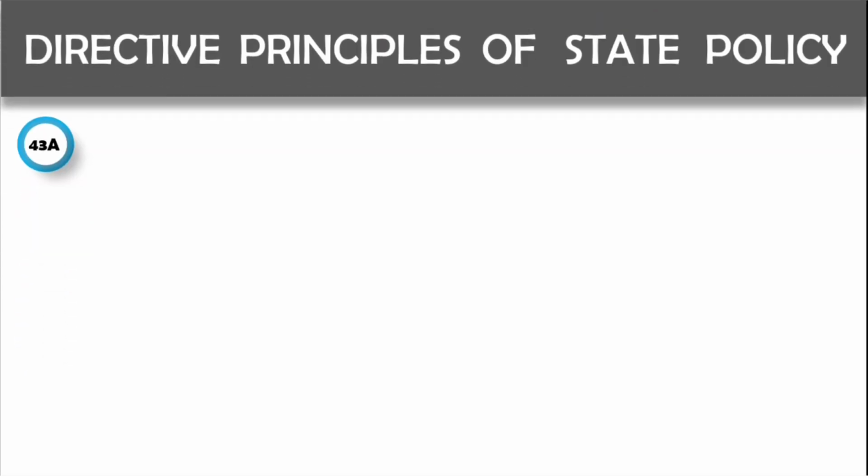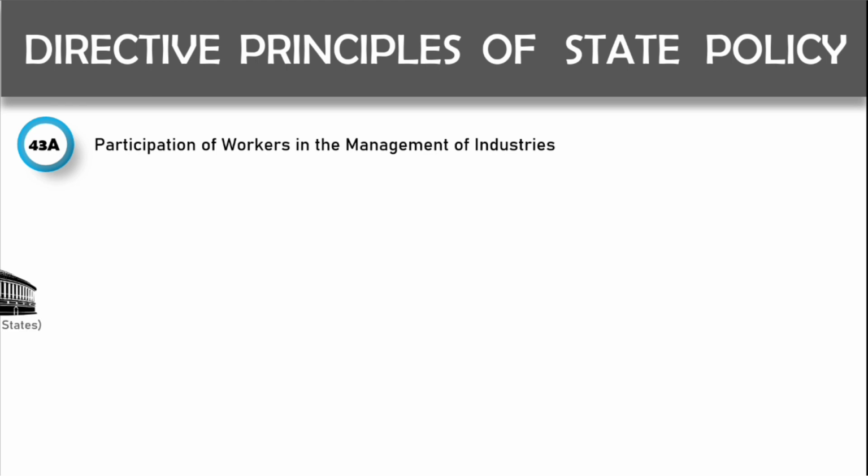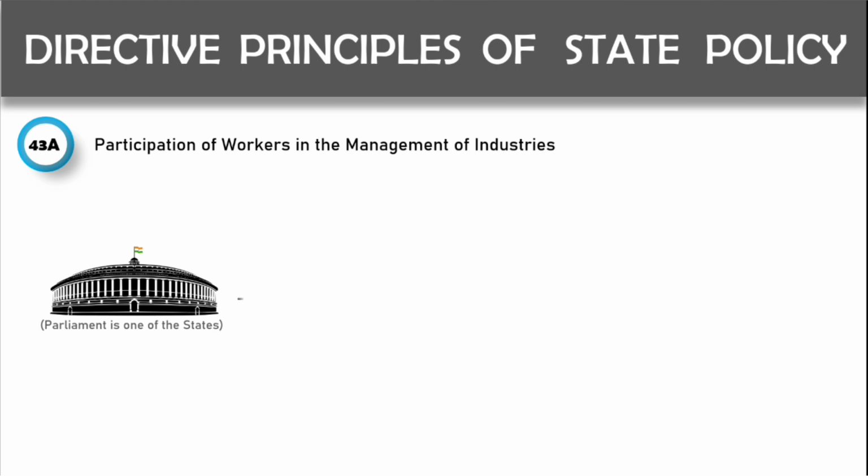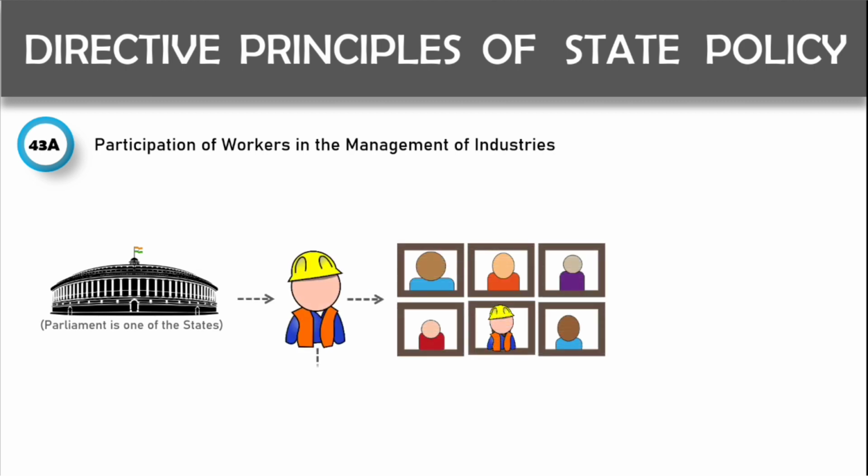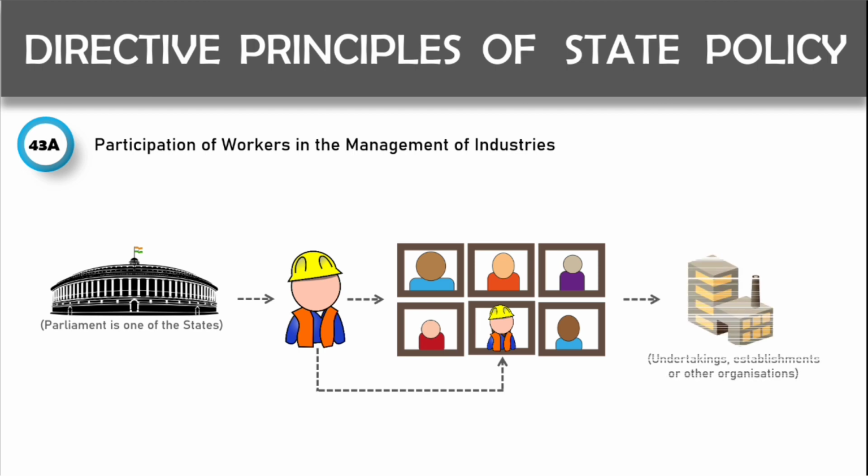The next amendment was made in Article 43A. This article was also not present earlier in the Constitution. Article 43A is about participation of workers in the management of industries, which is very clear. With the inclusion of this article, the responsibility was given to the state to secure the participation of workers in the management and decision-making process of industries.